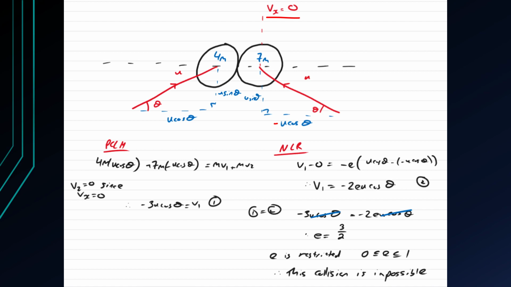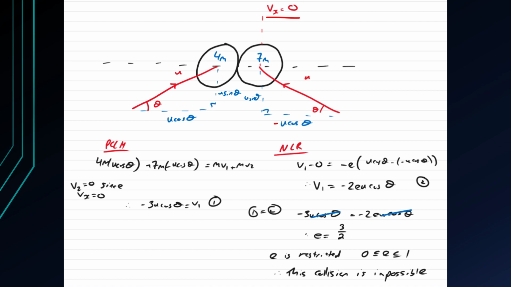Now, with Newton's law of restitution, we get v1 minus v2, which we've determined as 0, is minus e times u cos theta minus negative u cos theta. So v1 is minus 2 eu cos theta. So we have a relationship for v1. So minus 3u cos theta is minus 2 eu cos theta. So if we divide by minus 2, we get e equals 3 halves.